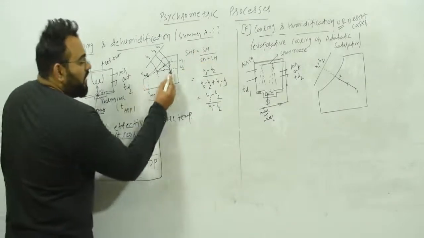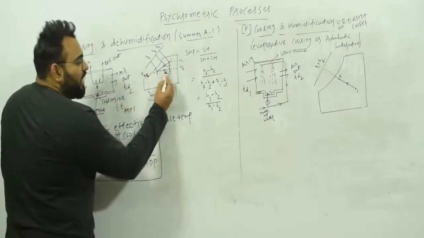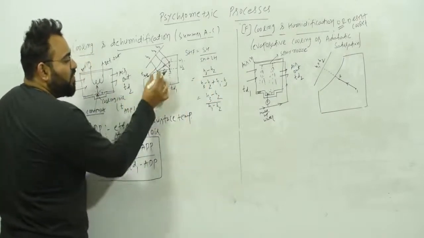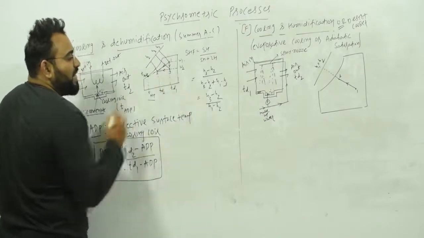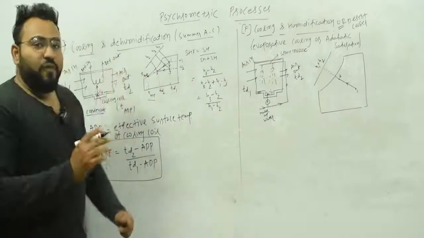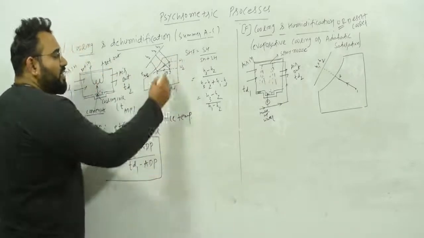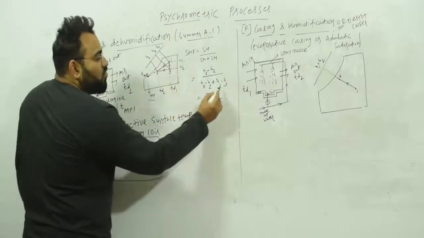So sensible heat factor is sensible heat upon sensible heat plus latent heat. 3 to 2 shows the sensible cooling, so sensible heat removed is H3 minus H2. Latent heat means the process at which the dry bulb temperature is constant but the humidity decreases. That process is 1 to 3. So here it is H1 minus H3.